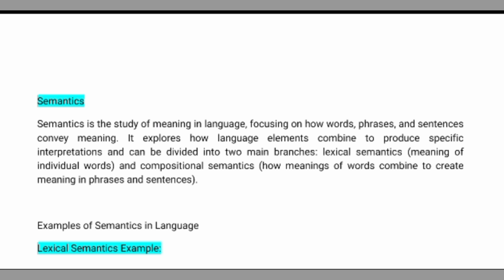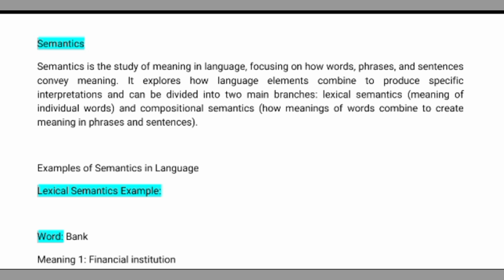It explores how language elements combine to produce specific interpretations, and it can be divided into two main branches. One is lexical semantics, the meaning of individual words, not in a sentence or a phrase, but what the words mean individually. And the other is compositional semantics: how meanings of words combine to create meaning in phrases and sentences. It is clear from its name that it is about how we compose sentences, and how the phrases and clauses give meaning.